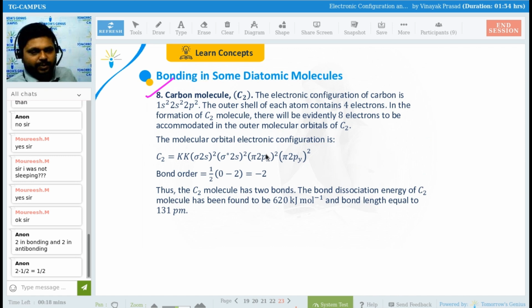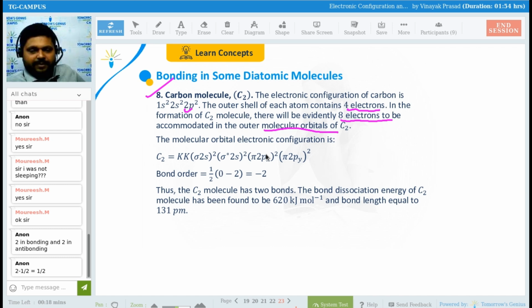Getting my point, everyone? Sigma 2s2, sigma 2s star 2, right? And pi 2px and pi 2py will be there. So total number of electrons, and how many electrons are there in the bonding and anti-bonding orbitals? See here, the electronic configuration of carbon is 1s2, 2s2, 2p2, right? The outer shell of each atom contains 4 electrons, right? So in the formation of the C2 molecule, we are seeing 8 electrons to be accommodated in the outermost molecular orbitals of C2.